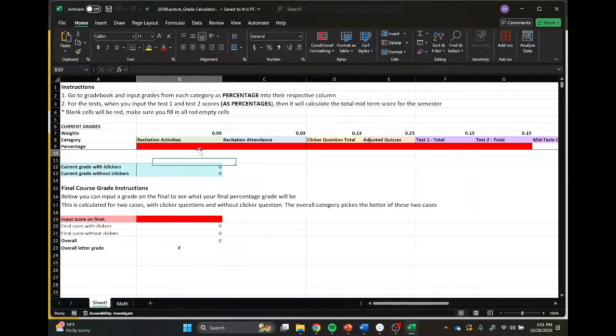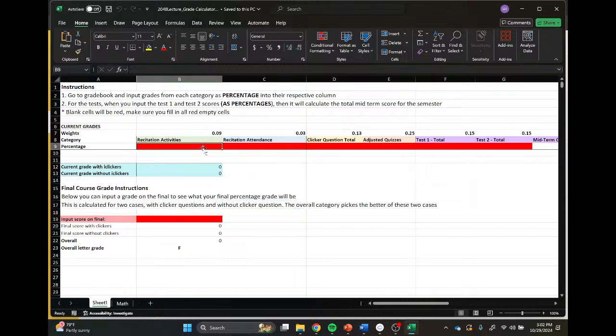This document has every single assignment group that's in this class: recitation activities, recitation attendance, clicker question total, adjusted quizzes, test 1 total, test 2 total, and the final. This document only works if every single red box is filled. So I will show you what I mean.